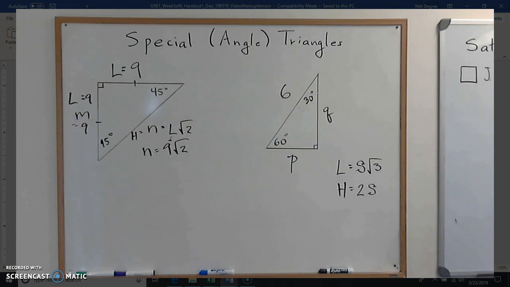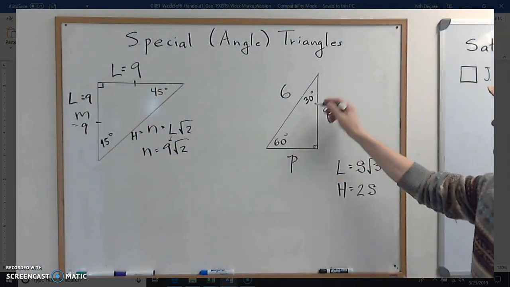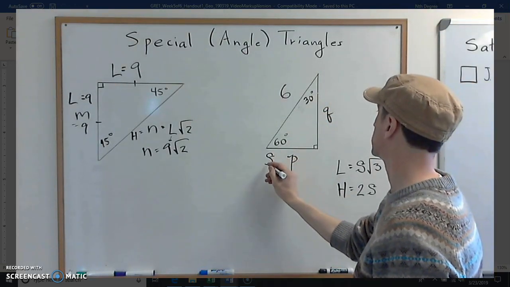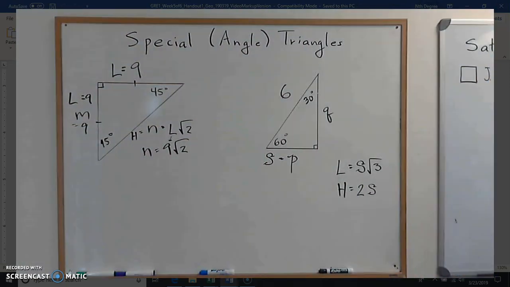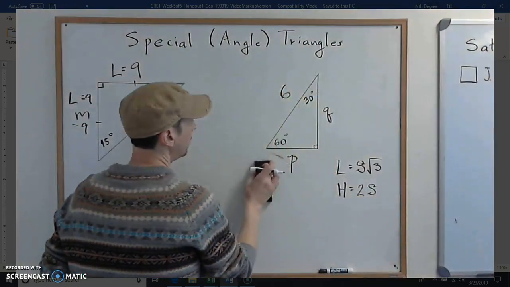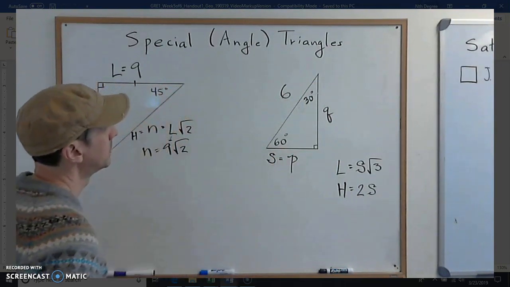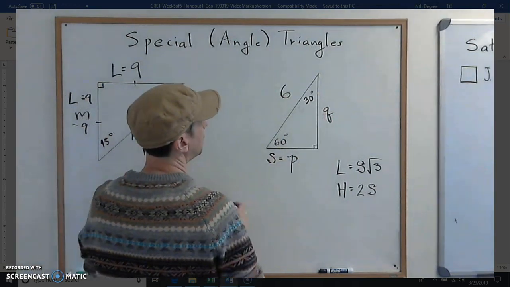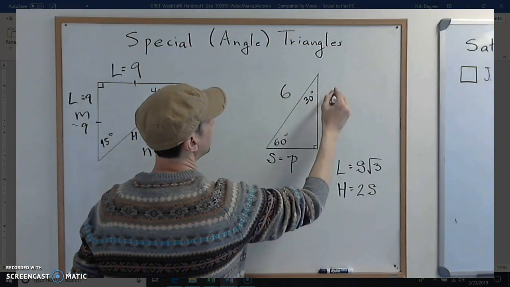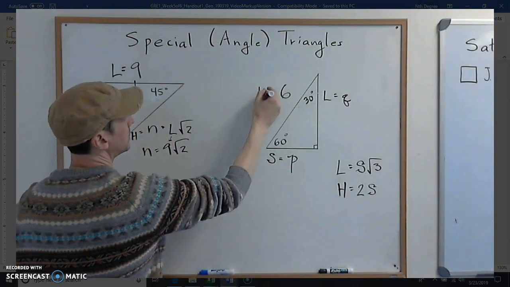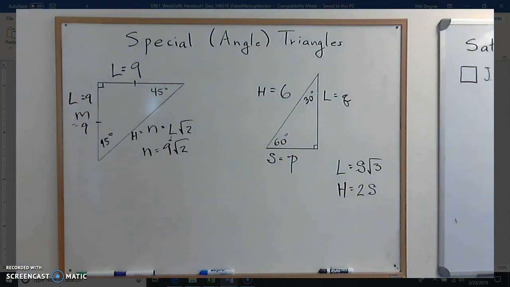Which one is the short leg? That one's a little trickier than this. Well, the short leg is always opposite the small angle. 30 degrees opens up to the short leg. So we will call this one S for short. I really recommend you do this, by the way, to be very clear which side is the short, which side is the long. The 60-degree angle opens up to the long leg. And the 90-degree angle opens up to the hypotenuse. Okay? So now we know which side is which.